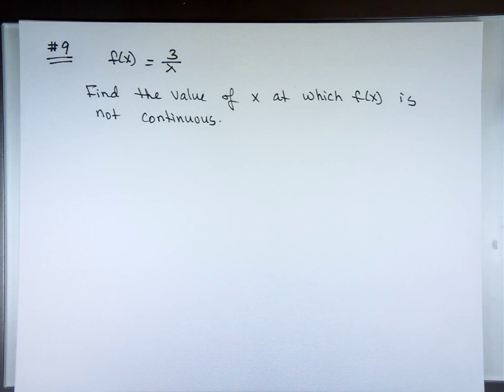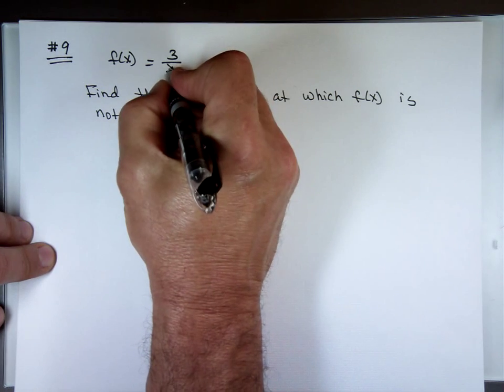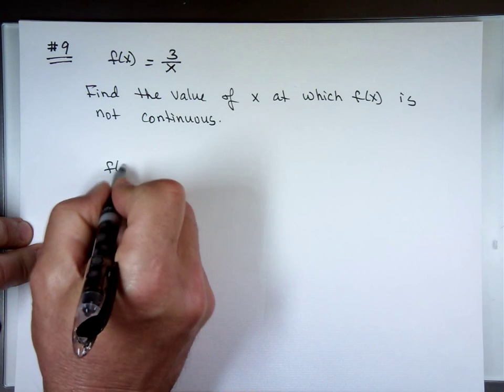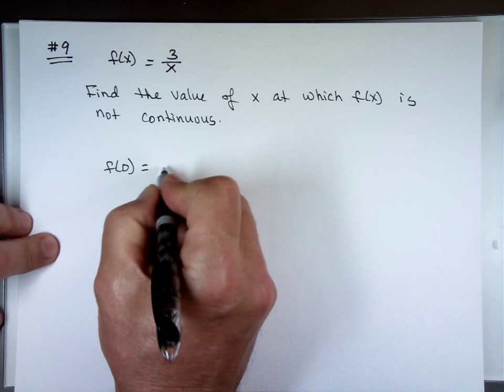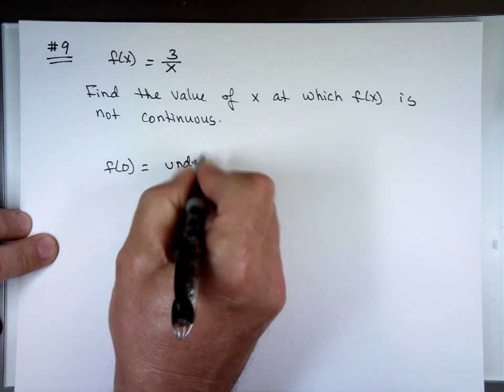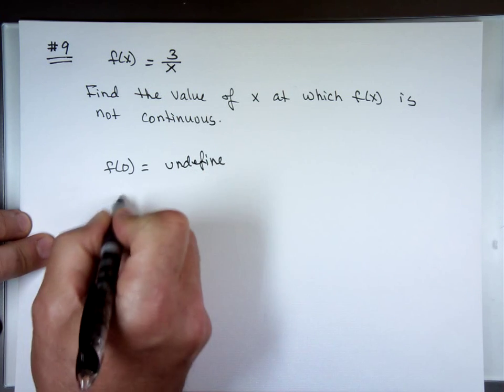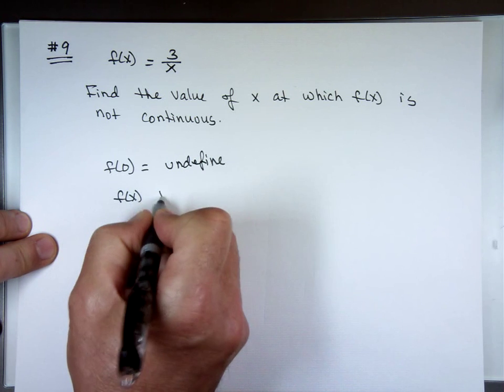Let me ask you one quick question. What's f of 0? Undefined. The function is not defined at 0. What does that mean? It has to be defined at that point to be continuous. Right there, on the spot, I know it's not continuous there. So I know f of x is not continuous at 0.